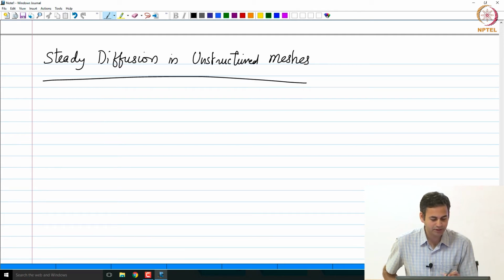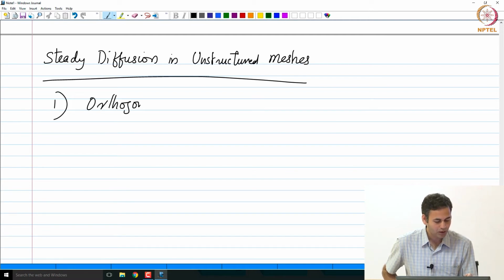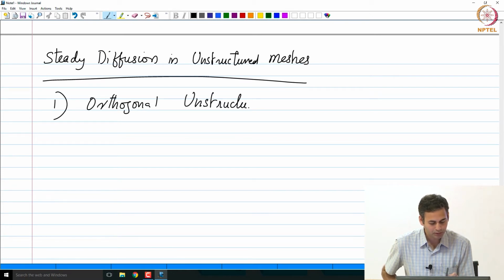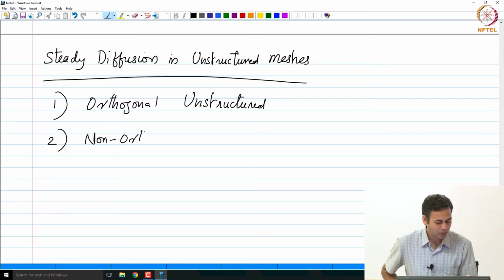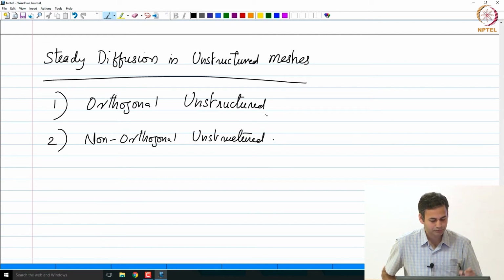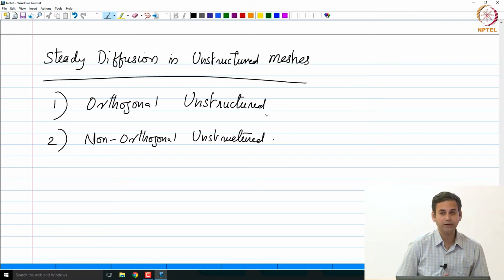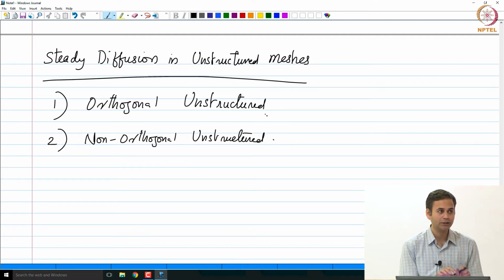Even in unstructured meshes, I am looking at two different types. One, we would like to call orthogonal unstructured, okay, and the second type is non-orthogonal unstructured. Okay. So, we have two different types. We will first pick the orthogonal unstructured mesh and see how to solve steady diffusion on these kind of meshes.